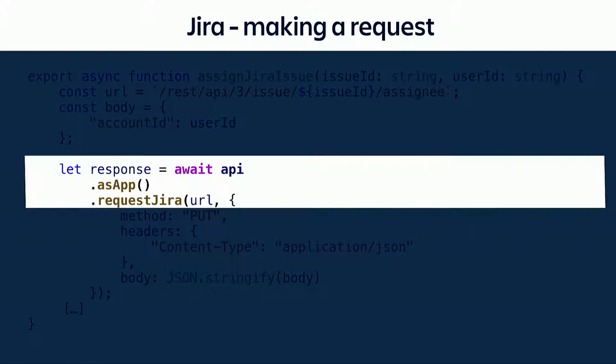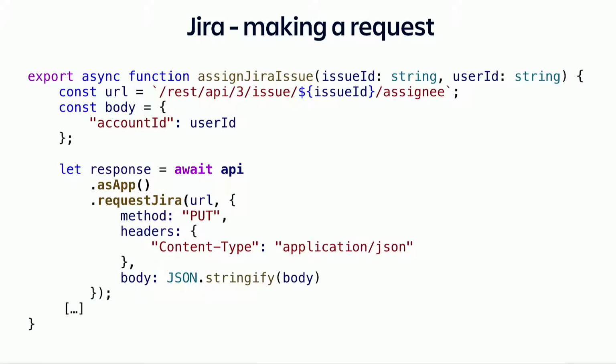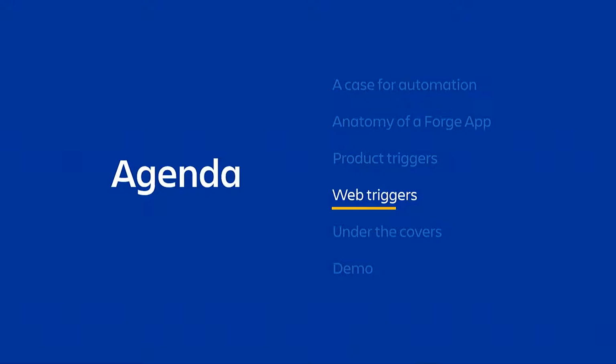Okay, so this is how we generally will implement these two features, just a bunch of API calls. But how about the third one, which is we need to comment on the issue once the Opsgenie alert is acknowledged. And we cannot use product triggers for that because, again, Opsgenie is not yet integrated well with the Atlassian ecosystem. So to receive events or webhooks from external products, we need to use web triggers.